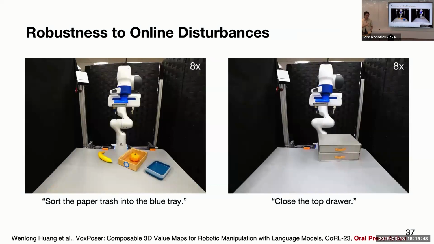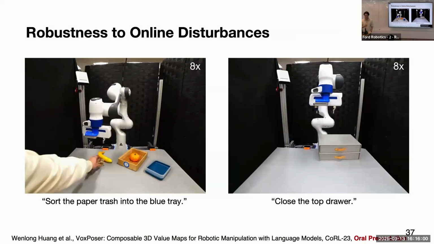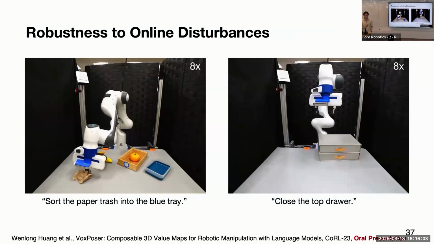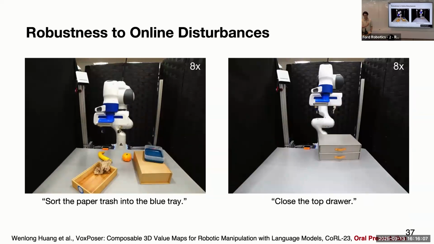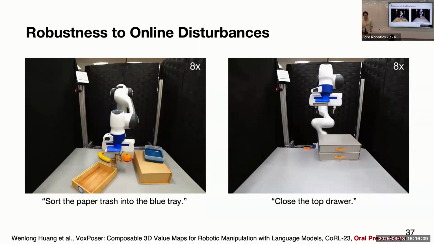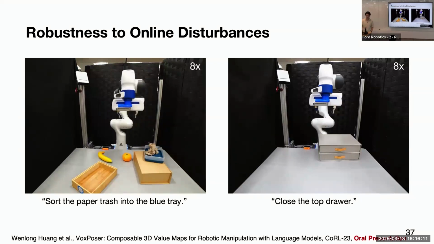Like I mentioned, although the generated code is fixed, the code can contain some kind of logic to allow the robot to be robust to external disturbance. Like from the left example, it is to sort the paper trash into the blue tray. And after the robot starts the task, there's a person constantly perturbing the robot from doing its job. And the robot will be able to constantly detect where the trash is, where the blue tray is, and be able to manipulate that trash into the blue tray.